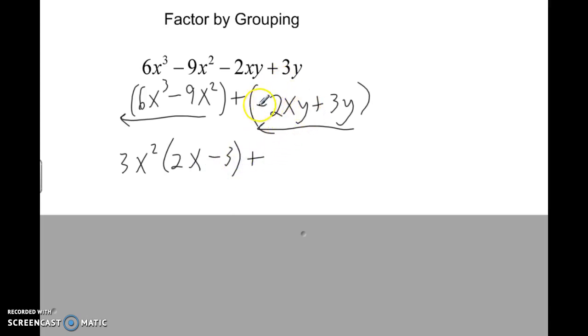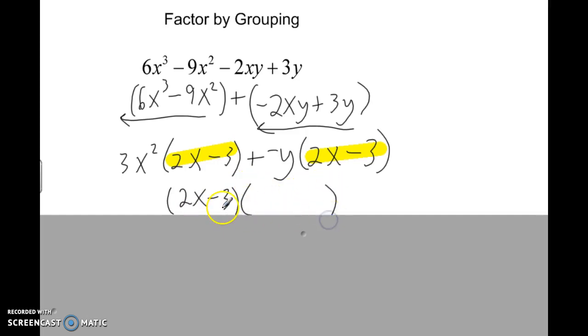pull out the GCF. In this case, I want to pull out the negative also. So I see a y and I see a negative, so I'm going to pull out negative y. So negative y times 2x, and I pulled out a negative, so it would be minus 3. I pulled out a y. And then, like we were talking about at the beginning of the lesson, it might come in handy to see that there's a common factor there. So one of the factors is 2x minus 3. And the other factor, which is being multiplied by that, is the rest: 3x squared minus y.